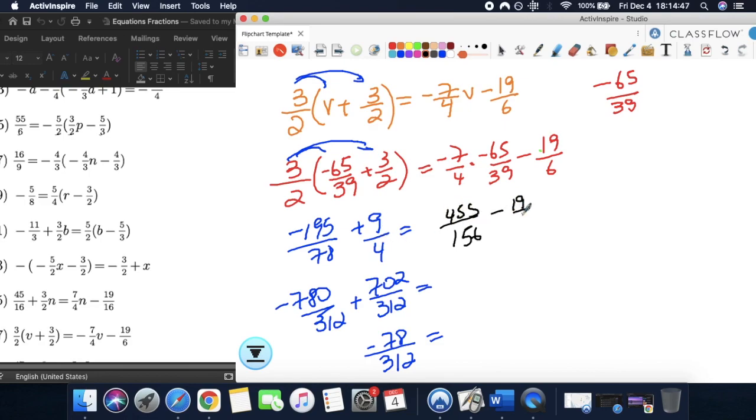Minus 19 over 6. Okay. So now let's hopefully find 156 and divide by 6 works. Yes, it does. So we're going to keep 156 as the denominator. So I'm going to change the 6 to 156.